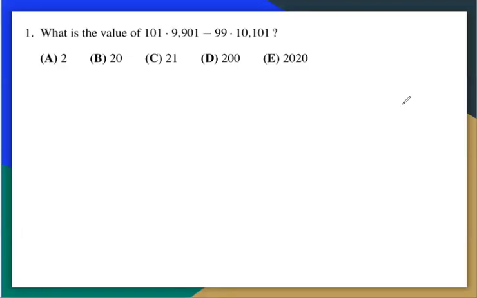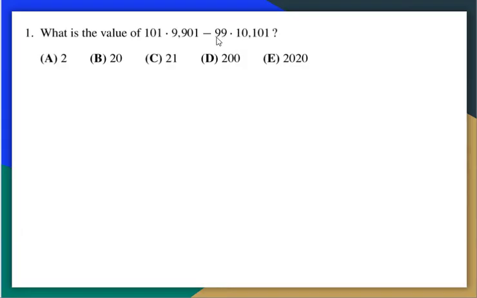All right. So we'll talk about the 2024 AMC 10A problems in this video. The first one we have is just the value of this subtraction. We don't want to multiply these manually because it's going to be tedious. When we look at the numbers carefully, there are a couple of ways we can approach it to make it a bit nicer.